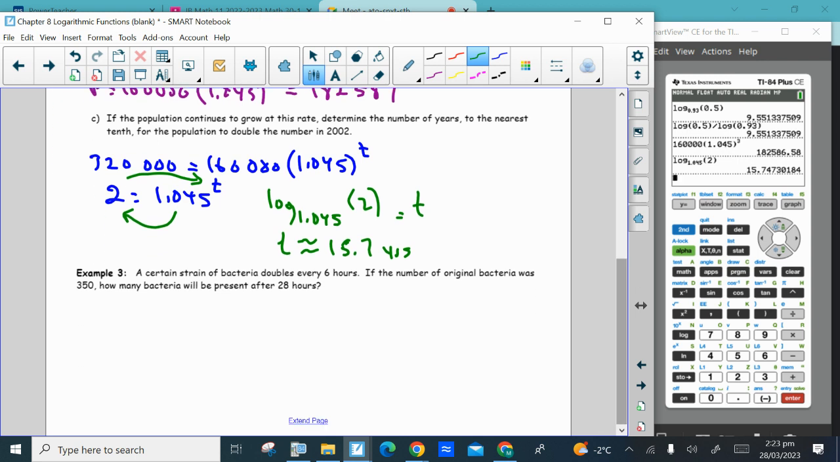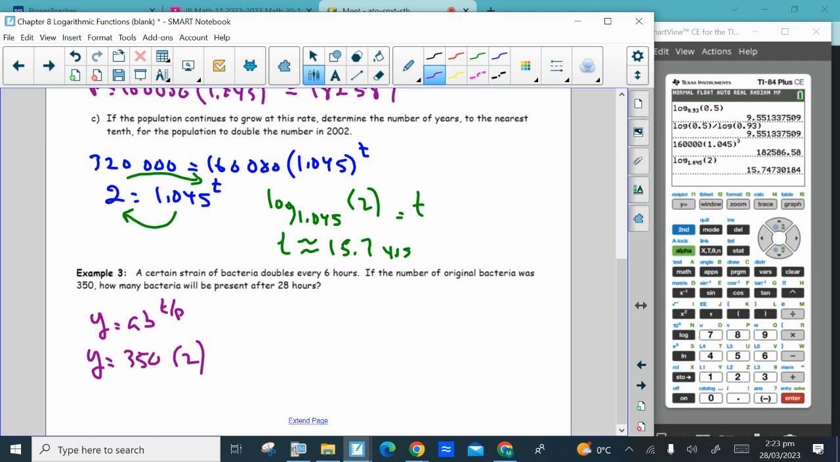Okay, a certain strain of bacteria doubles every 6 hours. If the number of original bacteria was 350, how many would be present after 28 hours? So again, we're going to use the exponential function equation, where a is the original amount, which is 350. And because it's doubling every 6 hours, our growth factor is 2 because it's doubling.